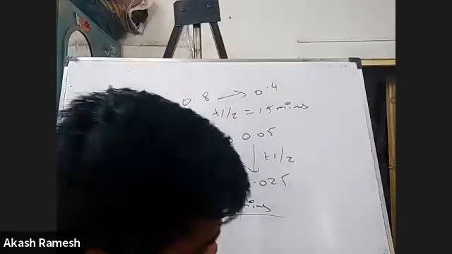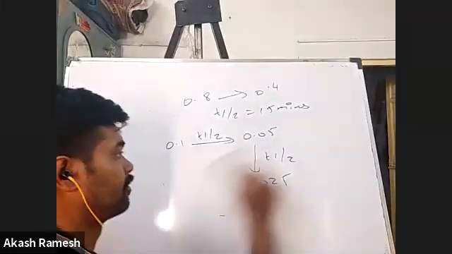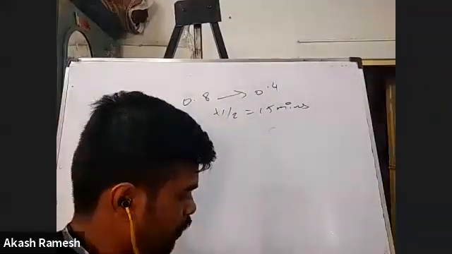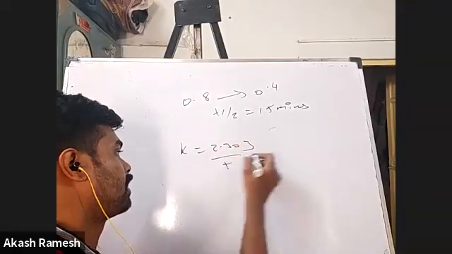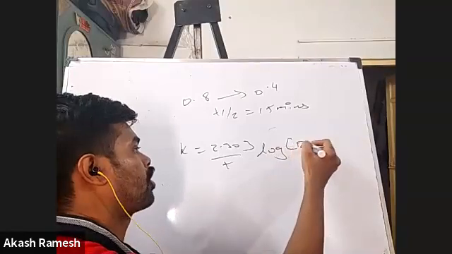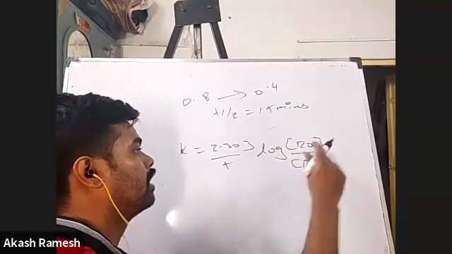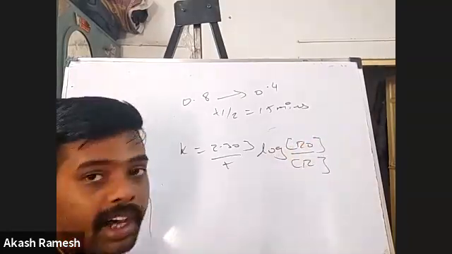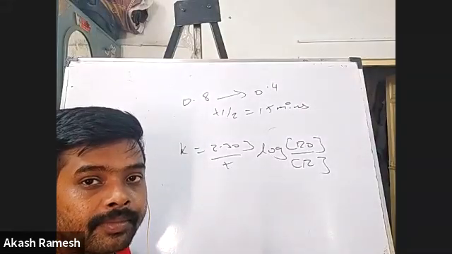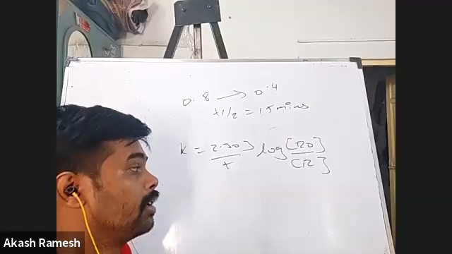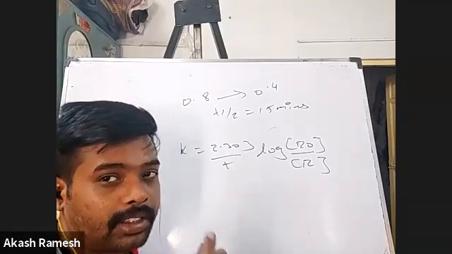So what I'm asking is, you have the equation for first order, that is k is equal to 2.303 by t into log of R naught divided by R. What will you substitute for R naught and R? That's what I'm asking. Sir, yes, R is equal to 99% of R naught. 99% of R naught. Okay, it's not exactly like that.